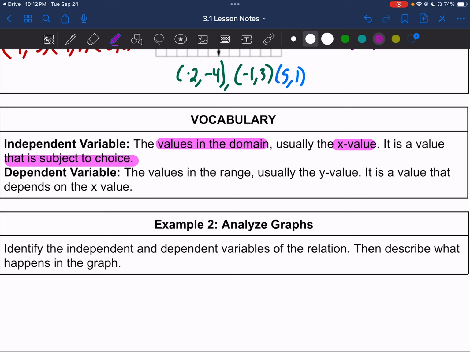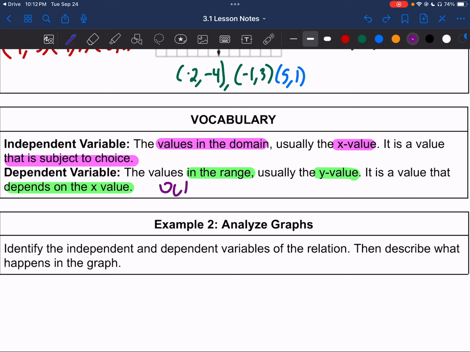This could be measuring time if you're looking at distance, something's going. It could be temperature, or time if you're measuring how long a reaction happens in chemistry. So there's a lot of different options. This could be the hours that you are working, and the result would be the pay you get. So these are all of the things that you have control of in a problem. The dependent variable is the values in the range, usually y values, and it is the value that depends on the x value. So this one is the output.